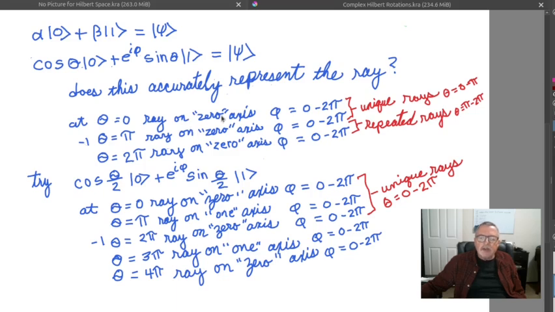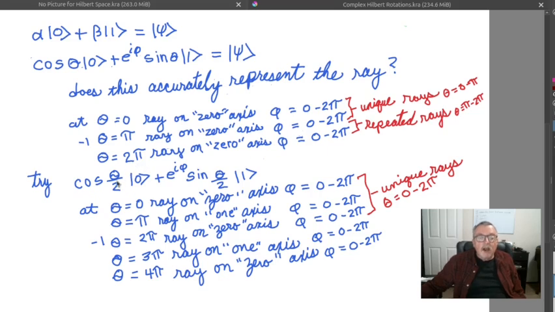So these give us unique rays. But as we go from pi to 2 pi, and notice each one of these, I say that the phase could be 0 to 2 pi, all of these are repeated. So even though we've got unique thetas over here, we don't have unique rays represented. Do we want to repeat rays? No, no, no. We want those to be unique. So here's what we do.